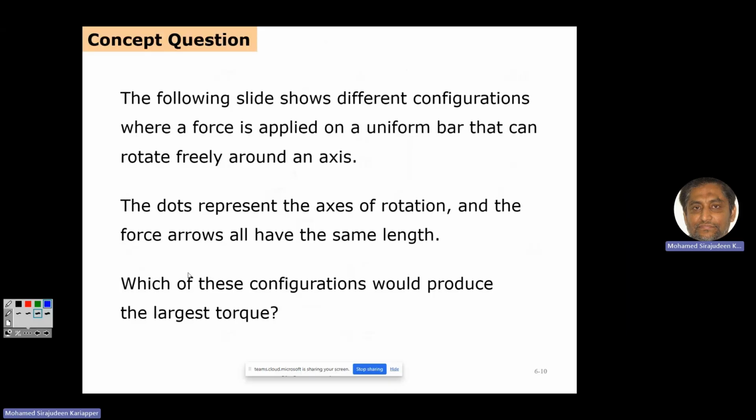Right, now we have some questions. The following slide shows different configurations where a force is applied to a uniform bar that can rotate freely around an axis. The dots represent the axis of rotation and the force arrows all have the same length. Which of these configurations will produce the greatest torque?